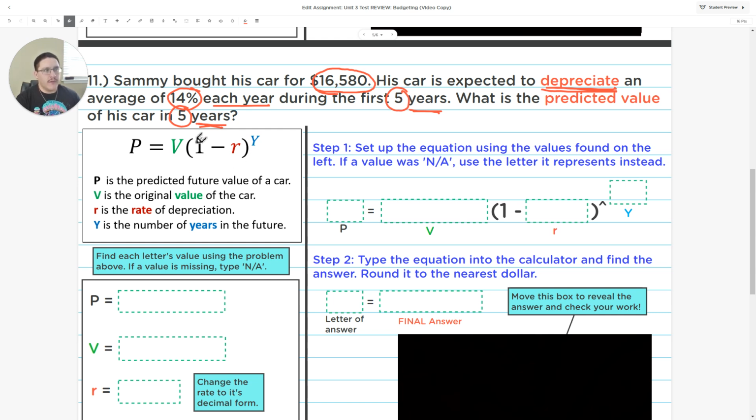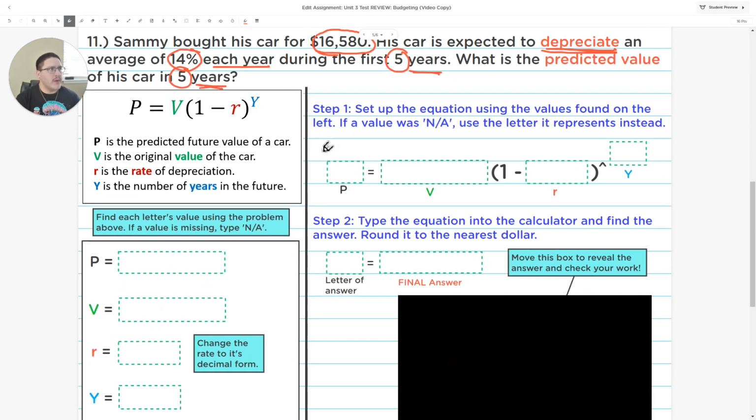So P equals V(1 minus R) raised to the Y is our future value formula. P is the predicted future value of a car. V is the original value of the car. R is the rate of depreciation in decimal form. And Y is the number of years in the future.